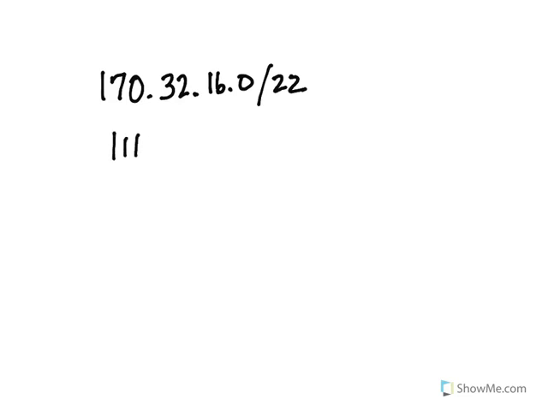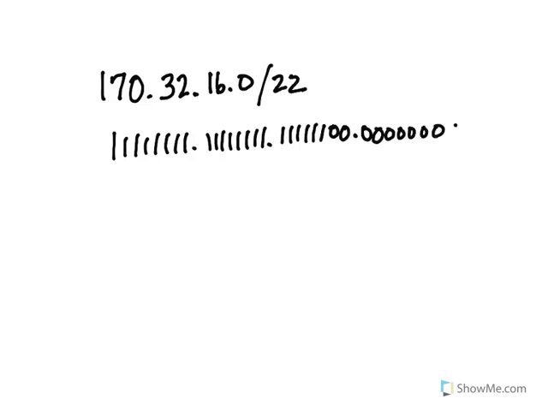Okay, so let's say that we are given the IP address 170.32.16.0, and that it is a /22 network mask, which means that we would have 1, 2, 3, 4, 5, 6, 7, 8. 1, 2, 3, 4, 5, 6, 7, 8. 1, 2, 3, 4, 5, 6. So that should work.